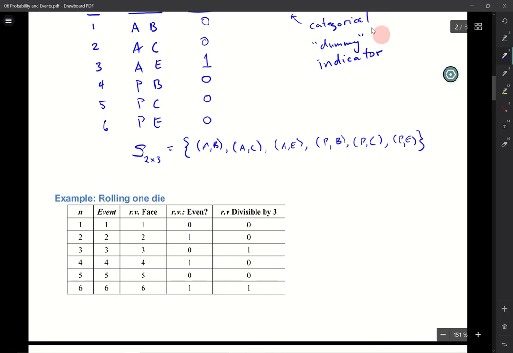Another sort of indicator categorical one would be even. So we want to spot the even ones. Another might be we want to spot the ones that are divisible by 3. So 3 is divisible by 3, clearly 6, and then 1, 2, and then 4 and 5 are not divisible by 3. So that's another random variable, and there are other random variables that may be of interest.